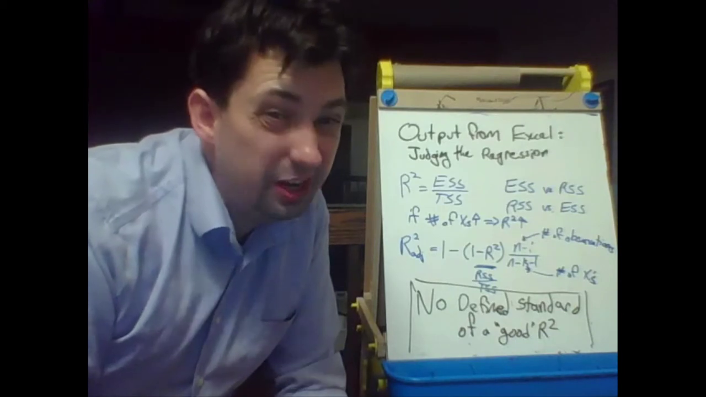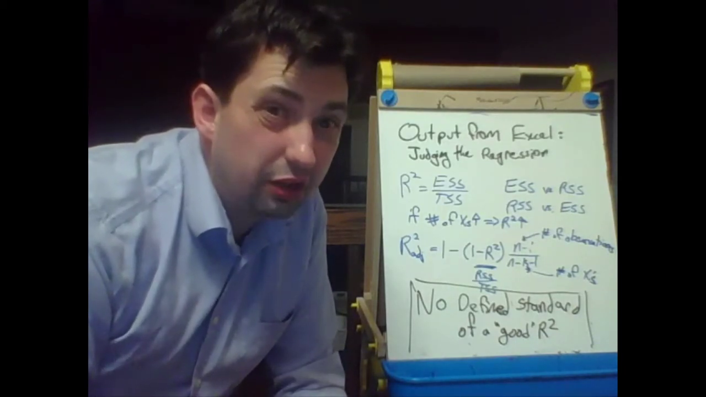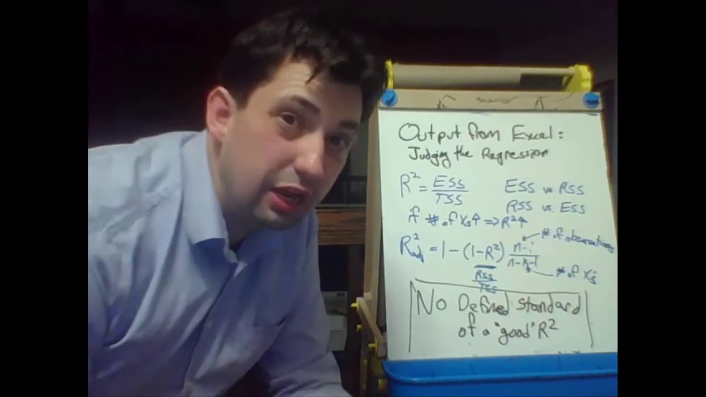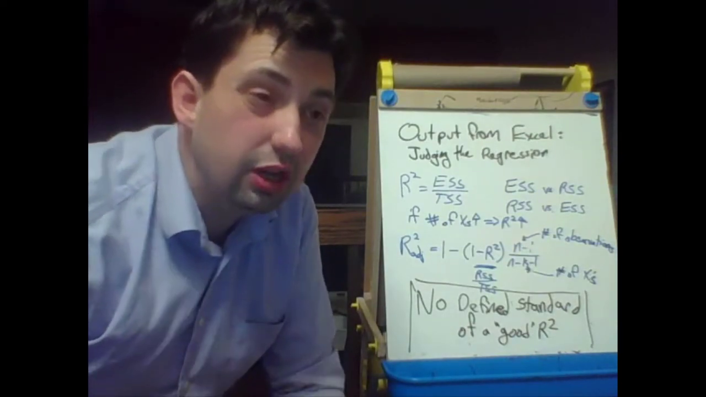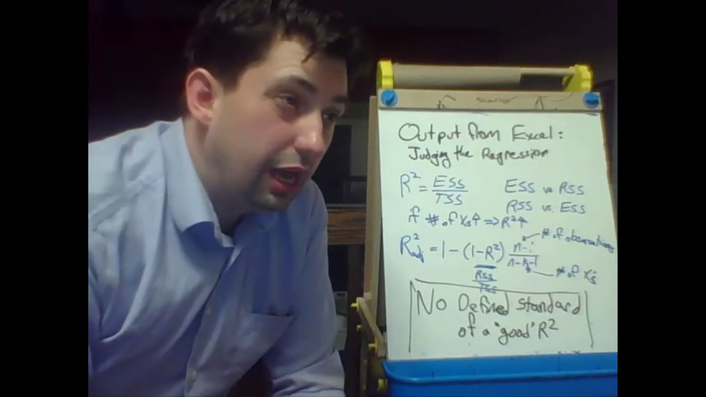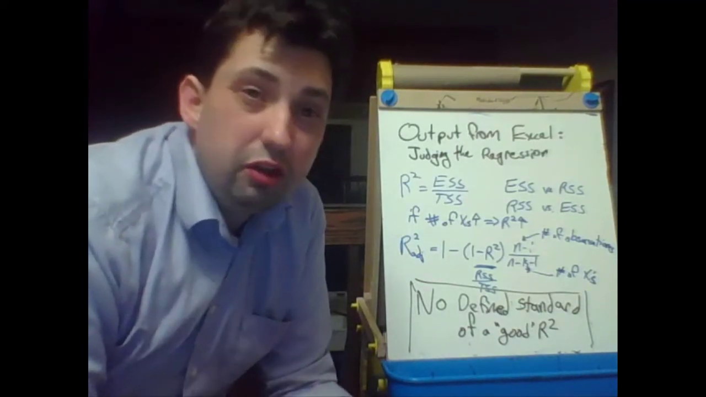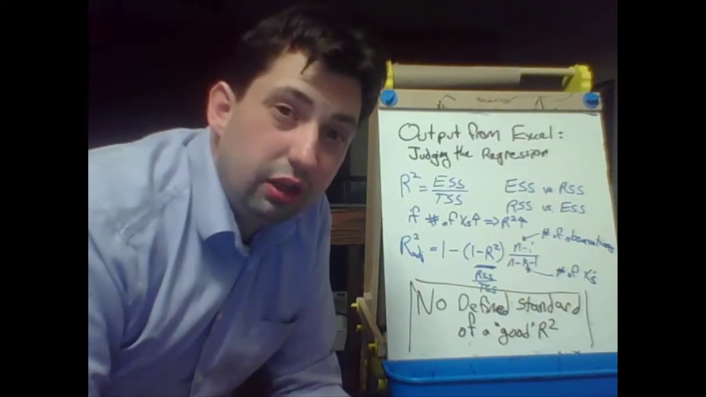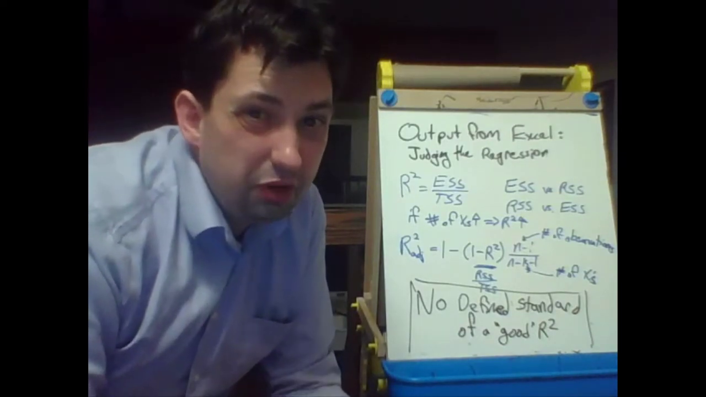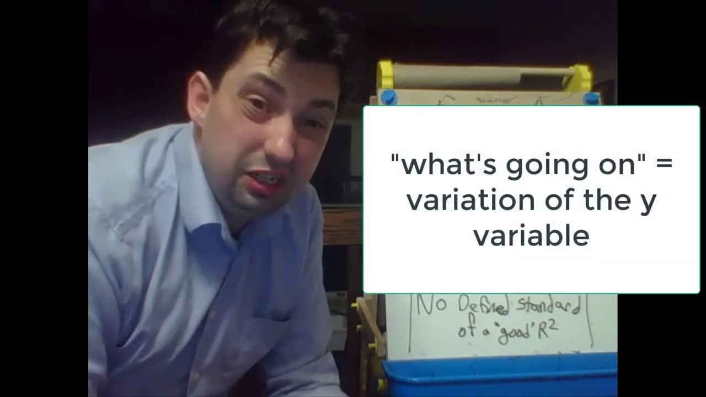So some things are very, very difficult to explain, things that are subject to lots of variation and lots of different influences, like how long someone will live, which depends on diet and exercise and background and mental health and all of these things. If you can explain 30% of what's going on, that's pretty good.